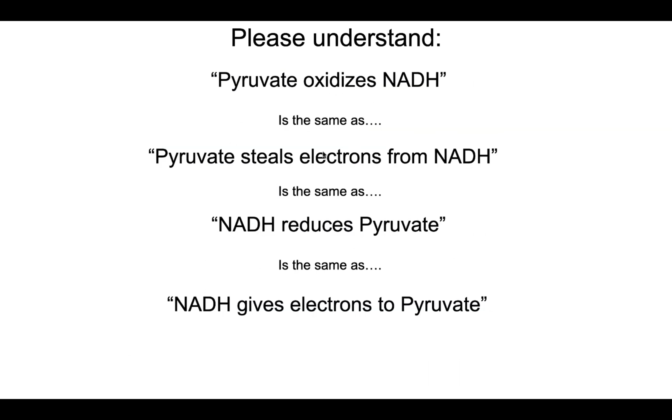Make sure, I've been using all of these different phrases, but they all mean the same thing. Pyruvate oxidizes NADH. Pyruvate steals electrons from NADH. NADH reduces pyruvate. NADH gives electrons to pyruvate. Each one of these four phrases means the exact same thing. So make sure you understand that.